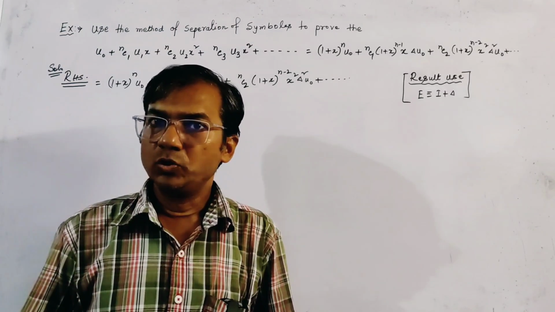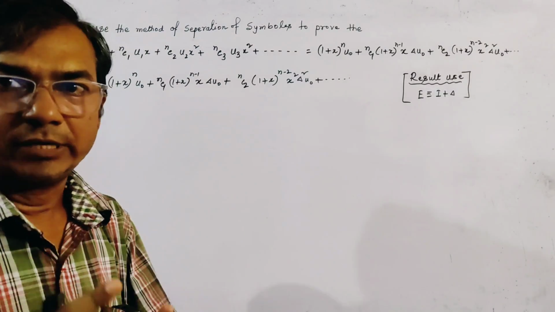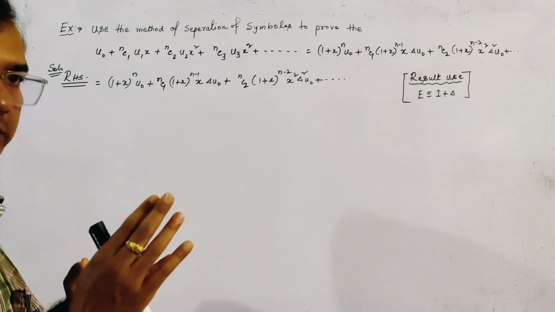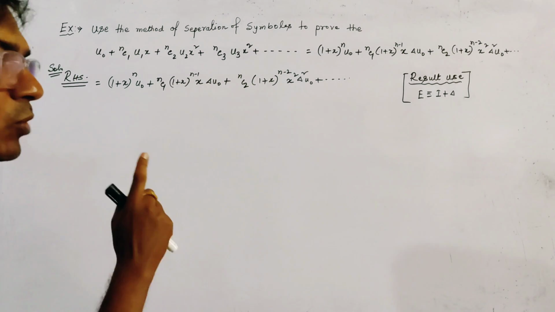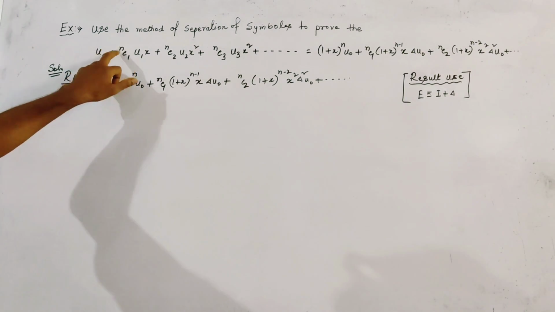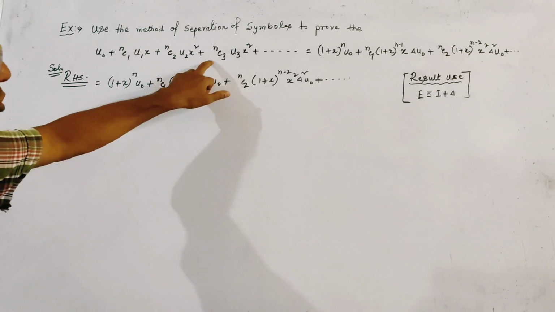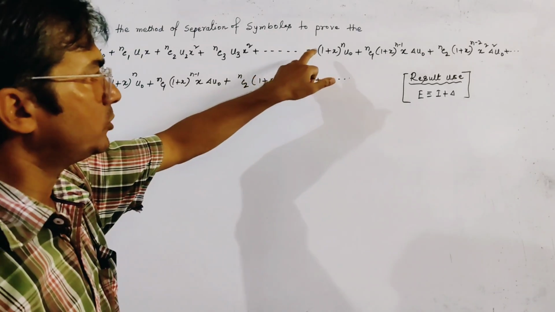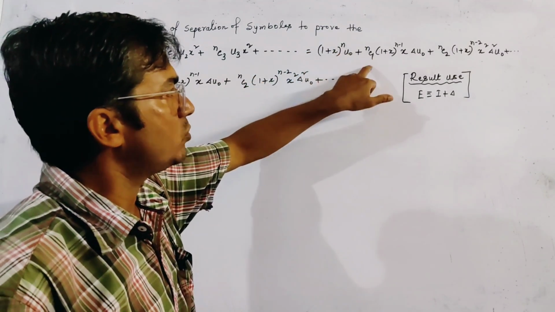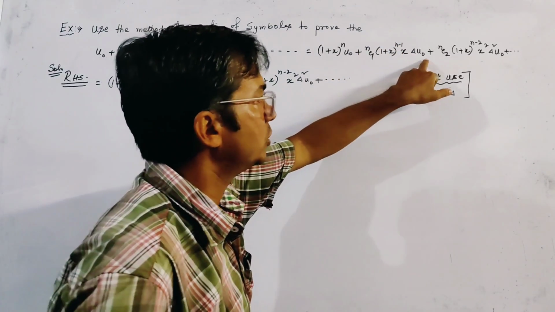In this lecture, we are going to prove two important relations of numerical analysis relating to the difference operator. Okay, and we prove one by one. The first one is u0 plus nC1 x u1 plus nC2 x² u2 and so on. This is equal to, we have to prove, (1+x)^n u0 plus nC1 (1+x)^(n-1) x Δu0 and so on.